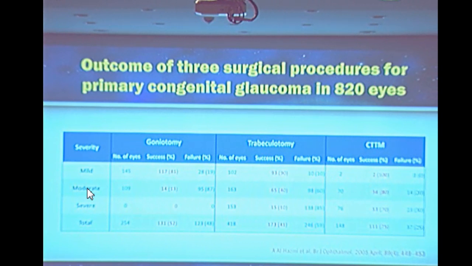You see here the success rate of goniotomy is 13%, instead of 80 here, and 40% success rate in trabeculotomy, and 80%. Very clear that it is a retrospective study, but we know the limitation, but still we can depend on this study. With severe cases, of course, there is no role for the goniotomy, and trabeculotomy is 10% and 70% with the combined procedure. Overall, 52 and 41 and 75%. This is a very, very important study, so you need to read it, please.